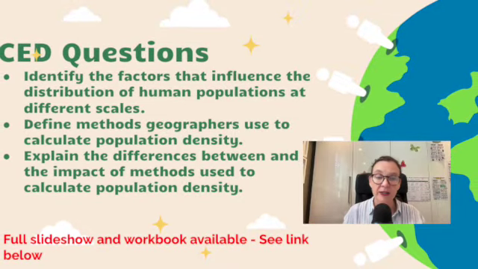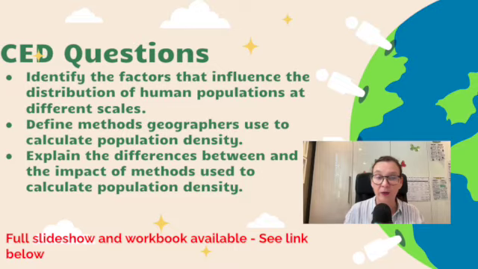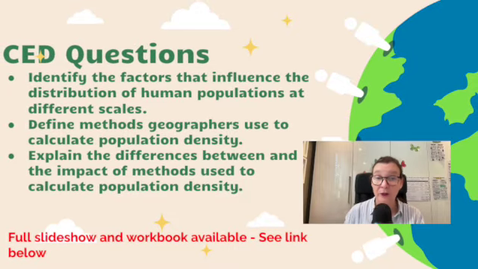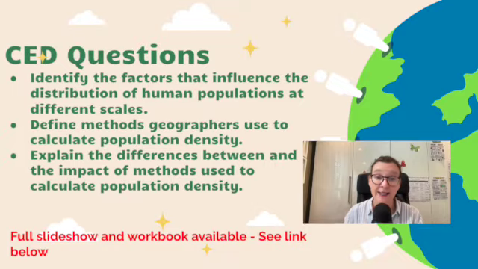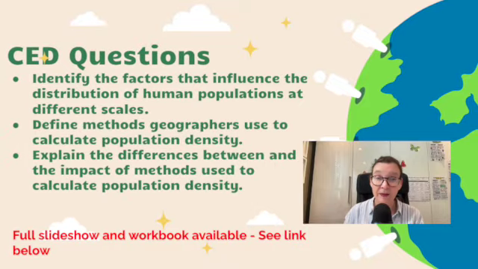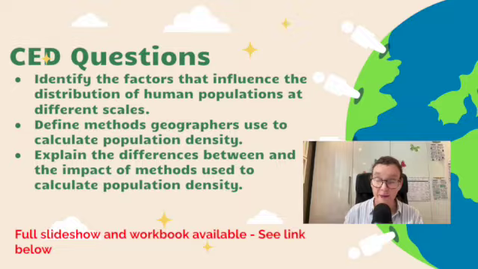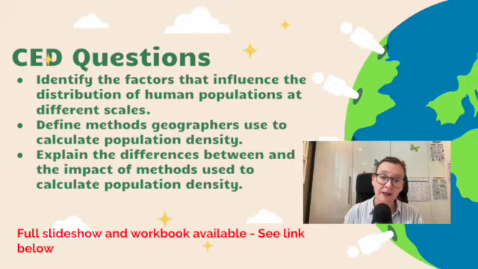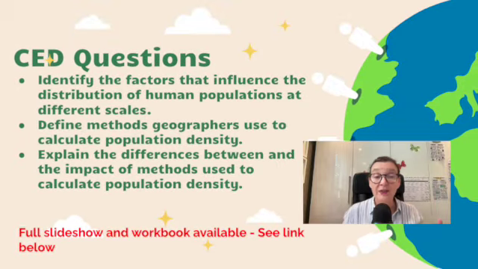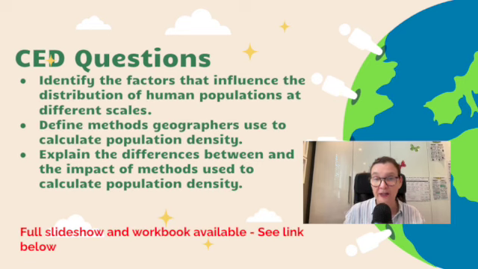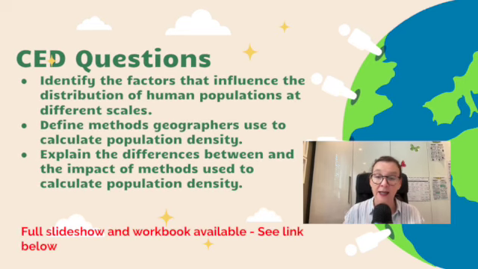So today we're going to specifically look at the 3 for 2.1. Identify the factors that influence the distribution of human populations at different scales. Define methods geographers use to calculate population density, and explain the differences between and the impact of methods used to calculate population density. I'm going to break down all the essential knowledge you need to be able to answer those 3 questions.